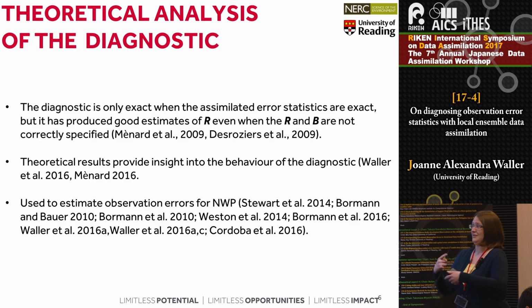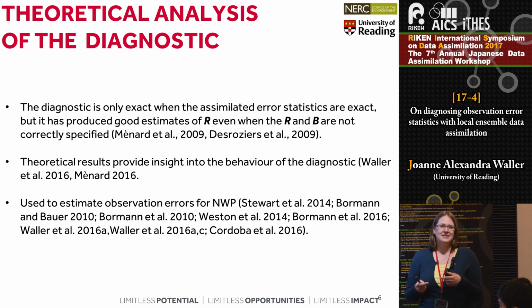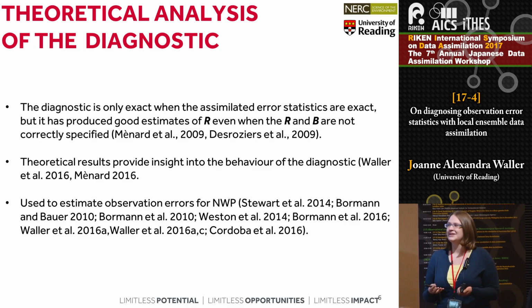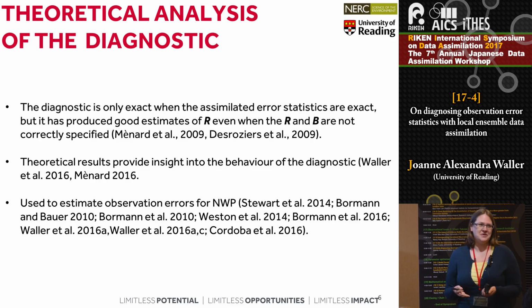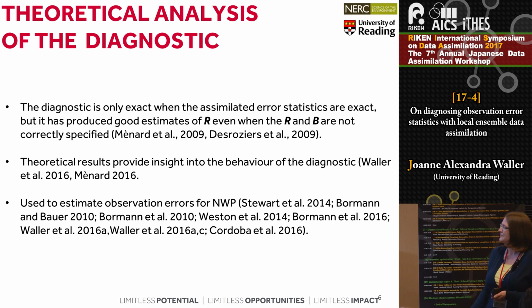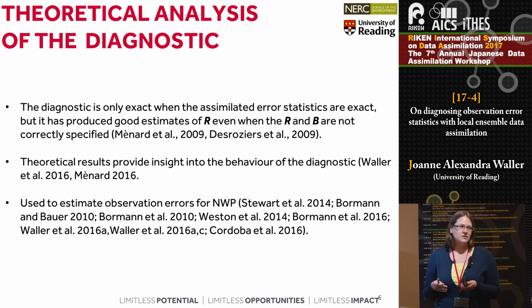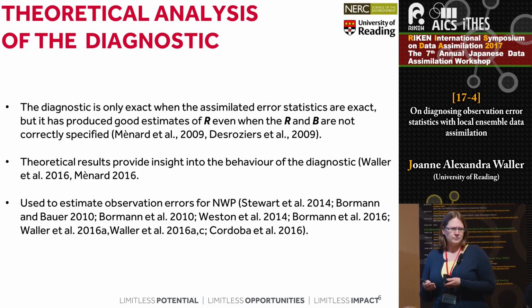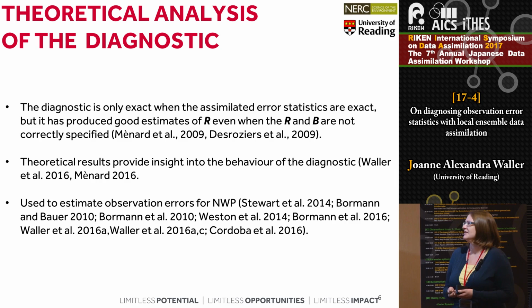Now, there are a few caveats with these diagnostics. The derivation shows that they're only actually correct when you have the correct observation and background error statistics already in your assimilation, which of course isn't true, because if we already knew them, we wouldn't be estimating them again. But there are some theoretical results from Richard Menard, and some work that we've done at Reading, that explain what happens when you have errors in the error matrices that you're assimilating. And also, you can iterate this approach to try and get a better estimate of R.